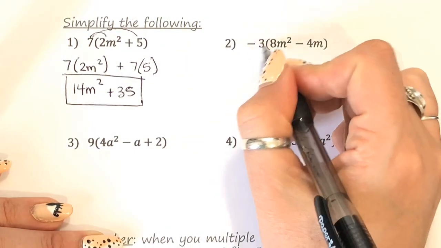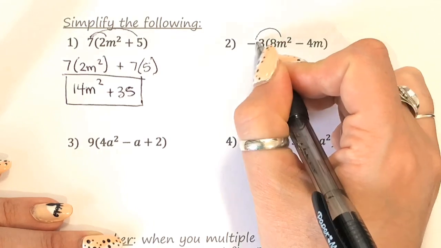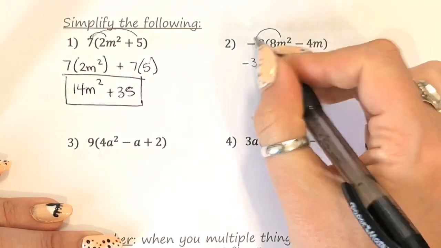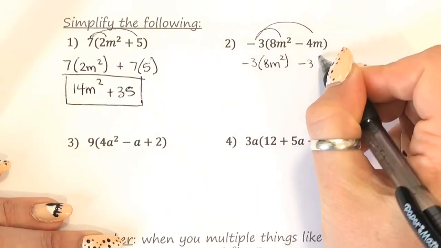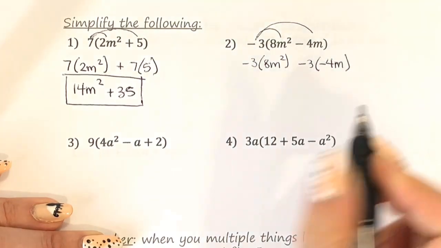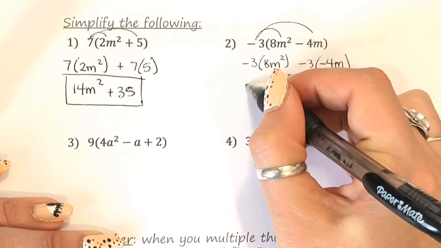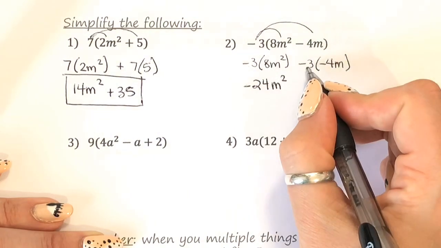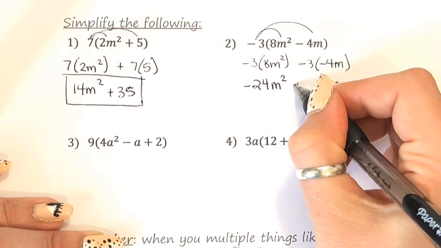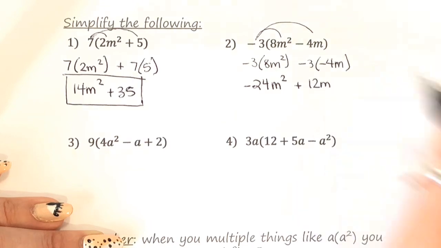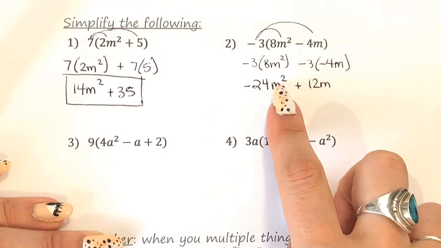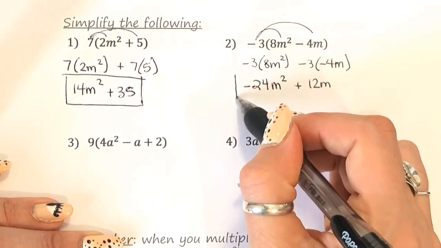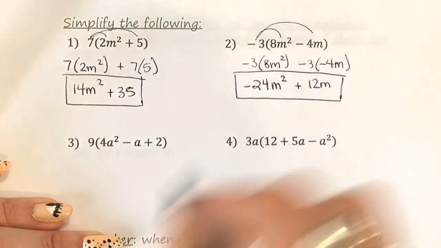Okay, let's try another one. This time I have a negative on it, so I need to be careful with my signs. I need to do negative 3 times 8m squared, and then negative 3 times negative 4m. Well, negative 3 times 8 is a negative 24m squared. And then negative 3 times negative 4 is going to turn to a positive 12, and then m. These are both m's, but because this is an m squared and this is just an m, they're not like terms, so we can't combine them. So remember, it has to have the same exponent as well.